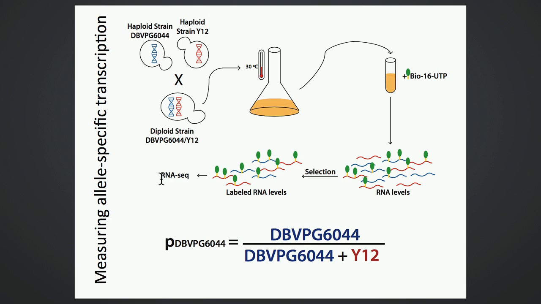To determine whether there are allelic differences in transcription rate, I calculate the proportion of the reads that come from DB over the total, so any read that I can assign to one allele or the other. And then I just ask whether this ratio is 0.5 or not.